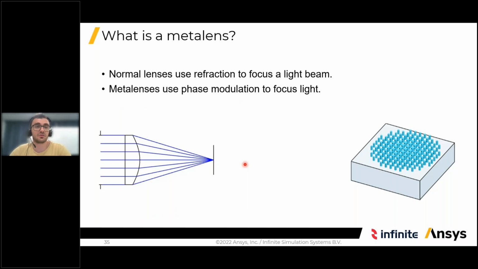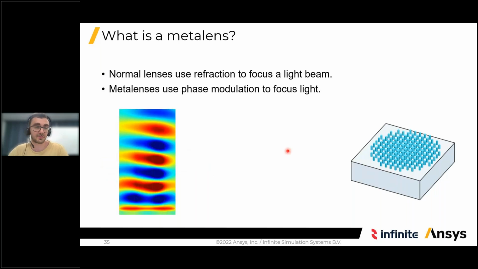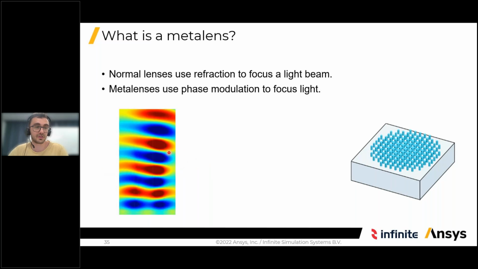So a normal lens uses refraction to focus light, but the meta lens uses phase modulation to focus light. And I'm going to show you what I mean by that. So this is what a meta lens looks like. It is an array of rods with different diameters. And why do they have different diameters? I'm going to show it here.